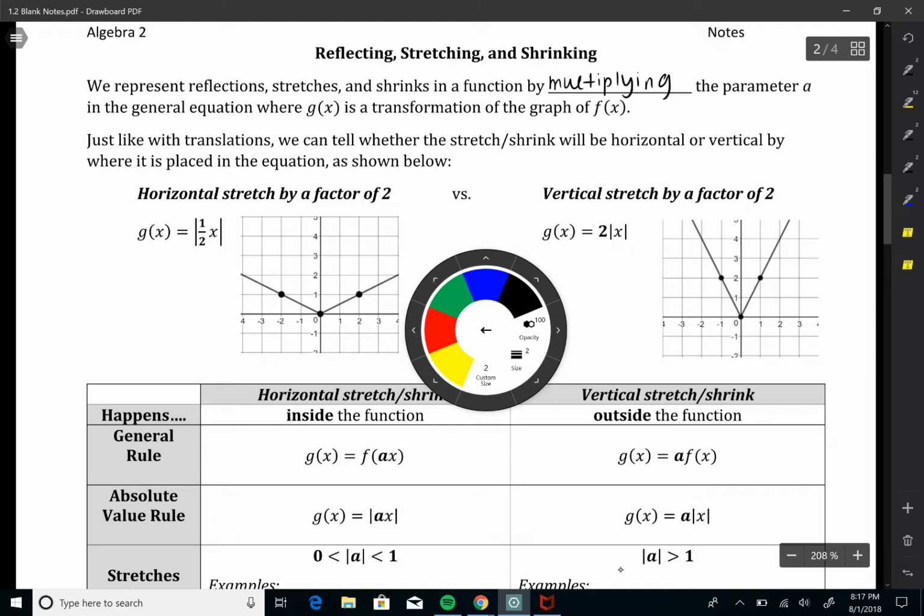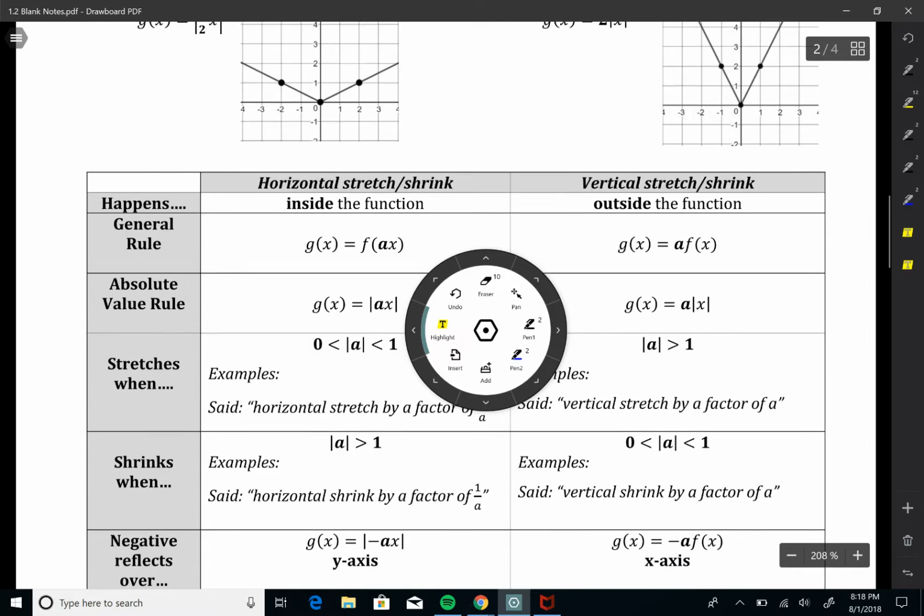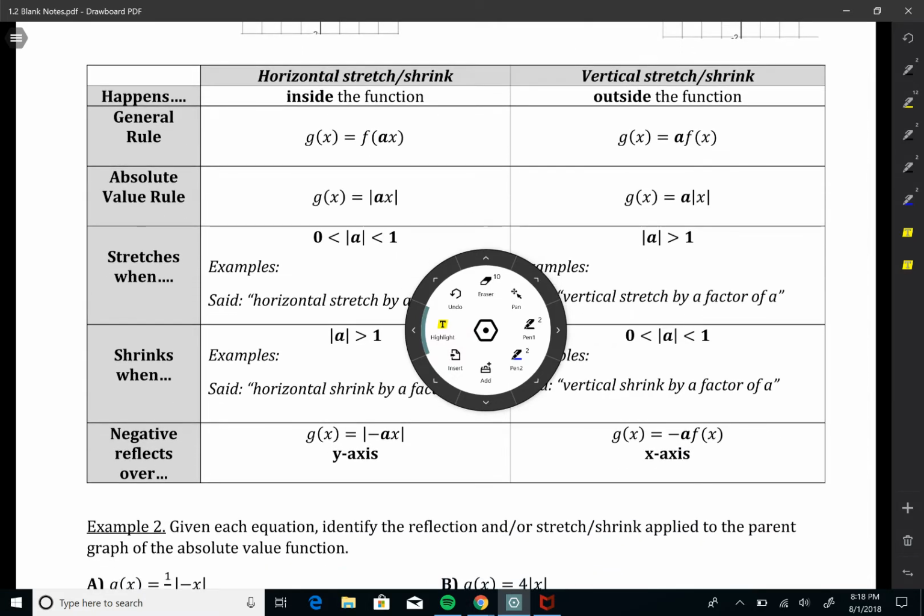And we multiply the parameter a, okay, in the general equation where g of x is a transformation of the graph f of x. Okay, so this parameter a could be in two different places. Just like horizontal and vertical translations, we have horizontal and vertical stretches and shrinks and reflections. So I wanted to show you these before I show the examples above.